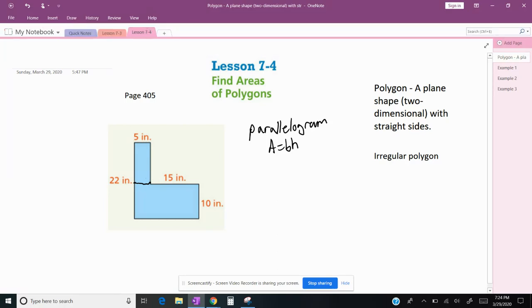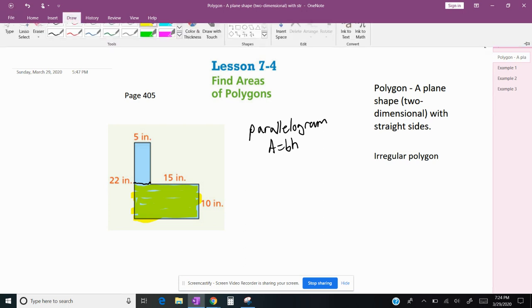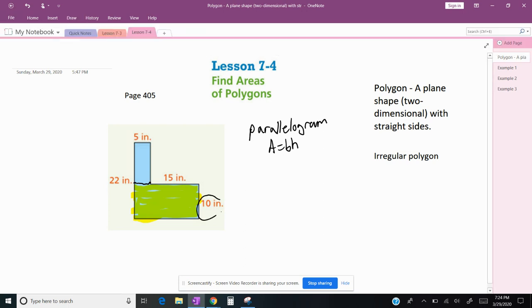Actually, let's start with the big one first. So here I see a big old rectangle, and that's a type of parallelogram because of 2 pairs of parallel sides, and I want to find the area of it. So I see the height, and the height is 10. So I'm going to say area equals 10 times, now I need the base. You may think the base is 15. It is not 15.